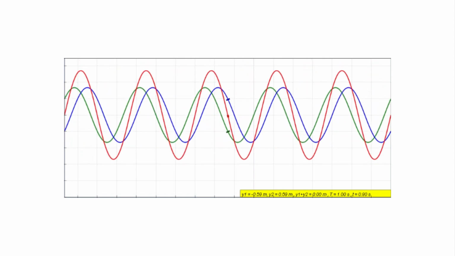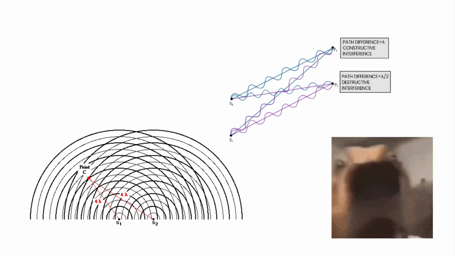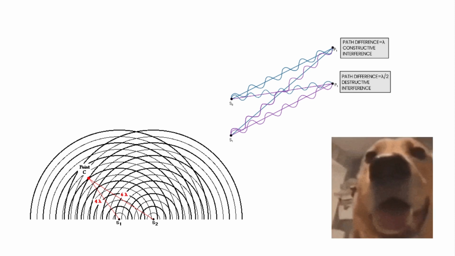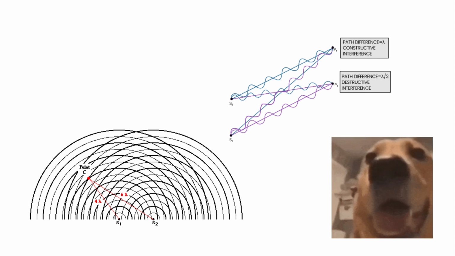Now we have Young's two slit experiment, where you have two slits, and then light is shone through the slits. So there you have constructive interference and destructive interference. As you can see, where there's constructive interference, there's a clear, thicker, bold line. And when there's destructive interference, there's white space.